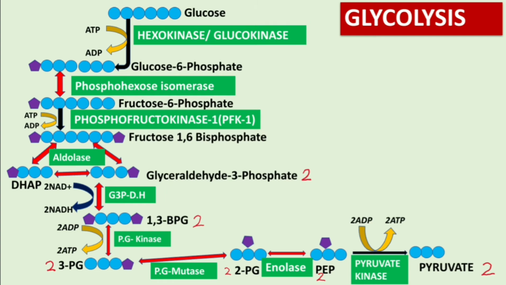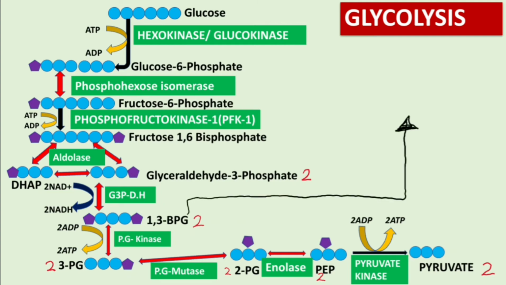So we gained 2 ATPs. So we can say the net gain is 2 ATPs, because here we have balanced. Here we used the 2 and then we gained them here. So it's balanced. So the net is 2 ATP. In total, we have gained 4, but we used the 2 here. So the net is 2 ATPs.